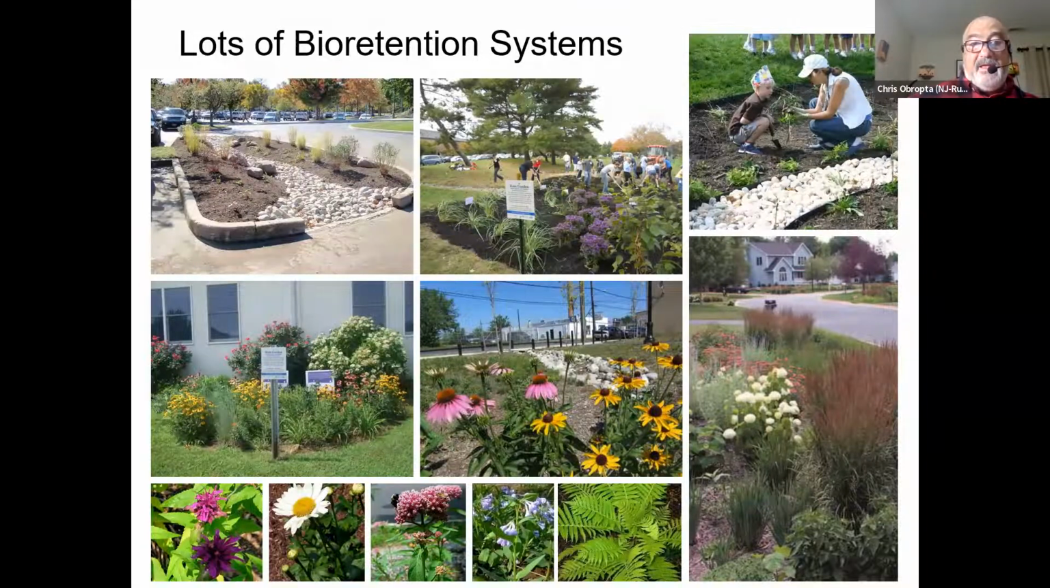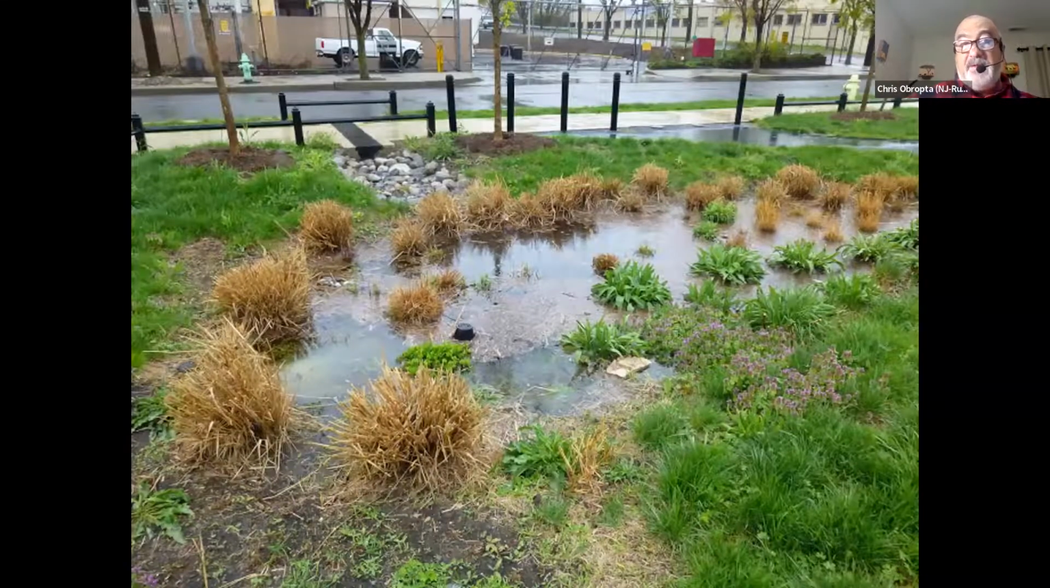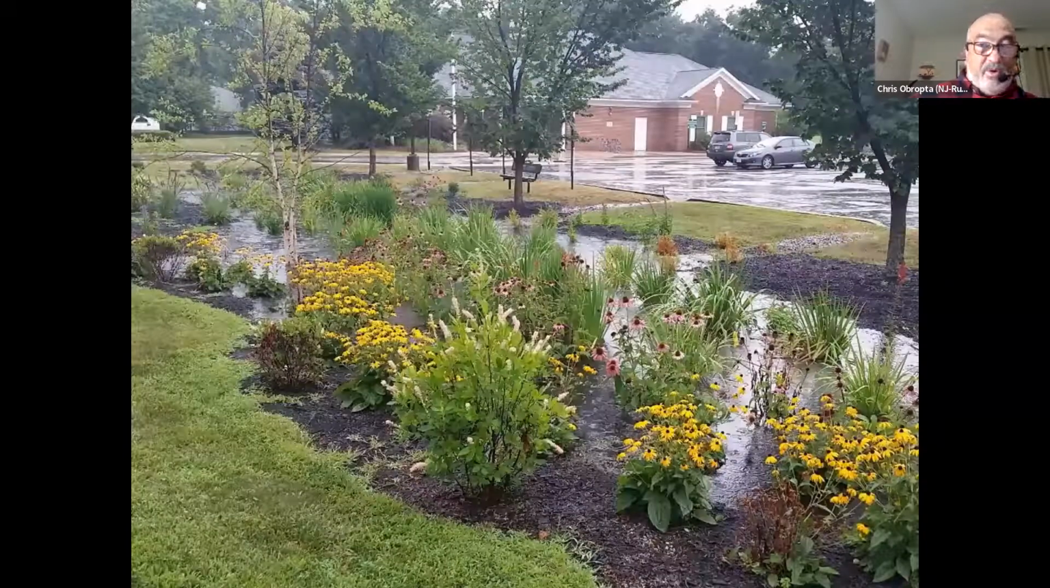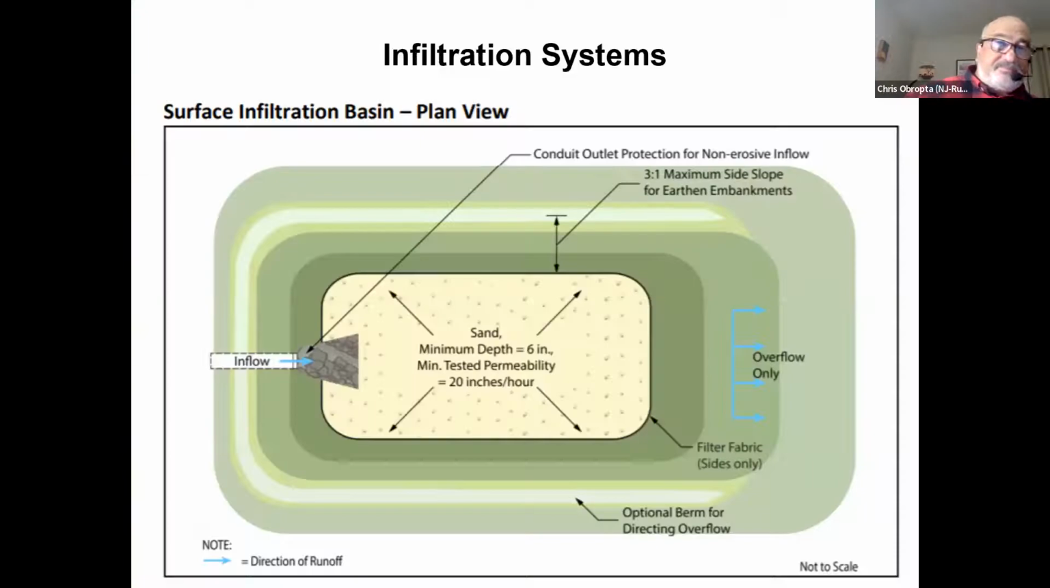Okay. And you can see you can get water from the roadway by putting a little concrete trench under the sidewalk, as shown here in the picture. You could take water from parking lots in this library project. Another system is these infiltration systems.